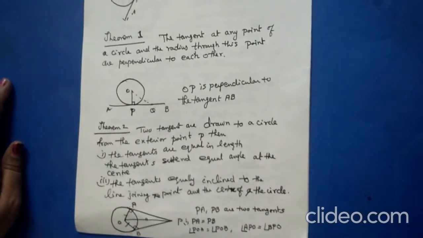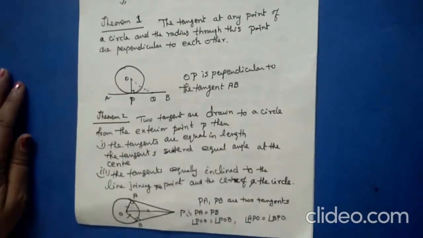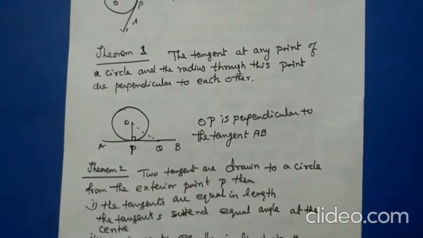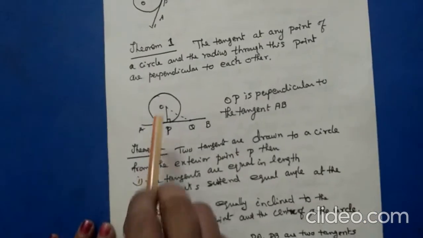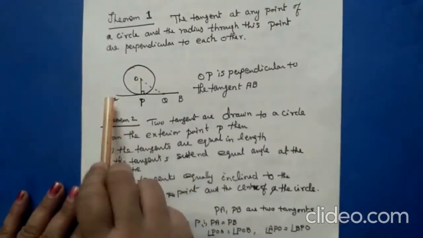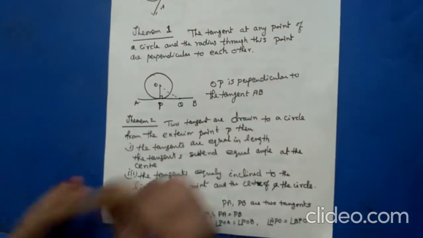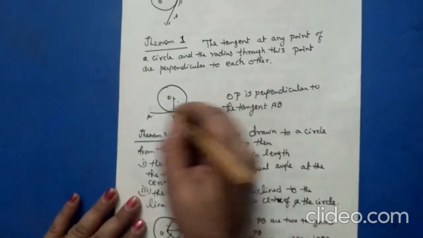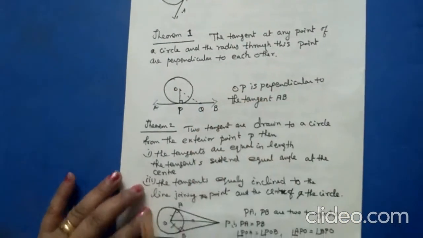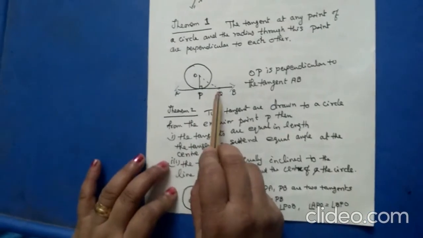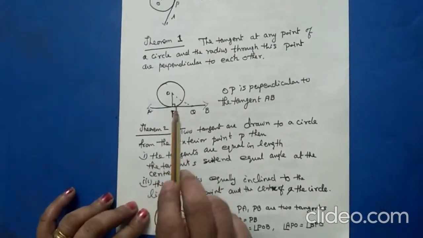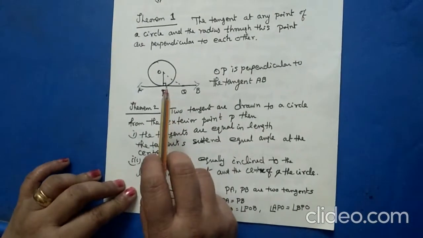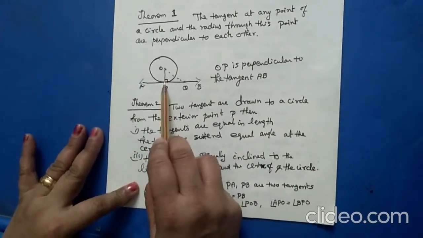So now what is the first theorem? The tangent at any point of the circle and the radius through this point are perpendicular to each other, to the tangent. Now coming, this is a circle and this is the radius and this is the tangent. Tangent is a line, so arrow mark should be there. Now you want to prove. Now you are taking a point Q on that tangent. Definitely this, because what is the definition? The tangent touches the circle in only one point, so P is on the circle.